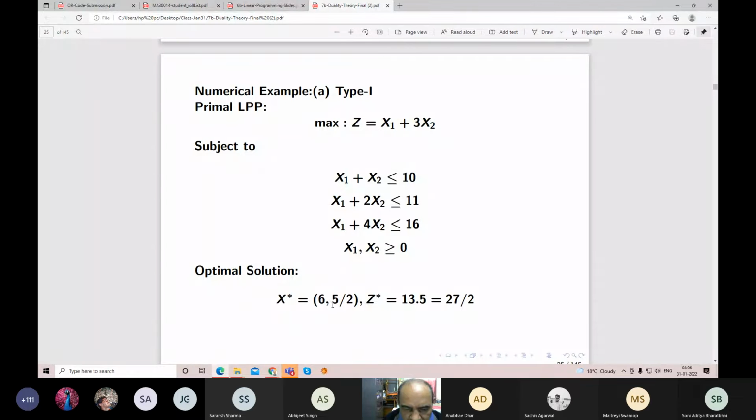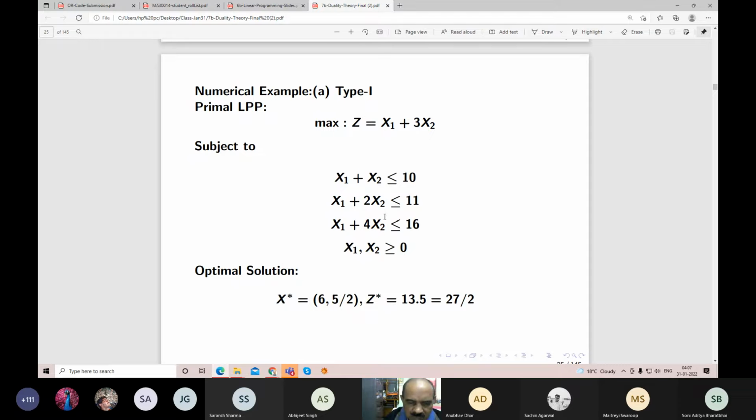X1 equal to 6, X2 equal to 2.5. Is the first constraint fulfilled or not? Whether it is satisfying the requirement, X1 plus X2 less than or equal to 10? Yes, because the sum is becoming 8.5, which is strictly less than 10, not equal to.